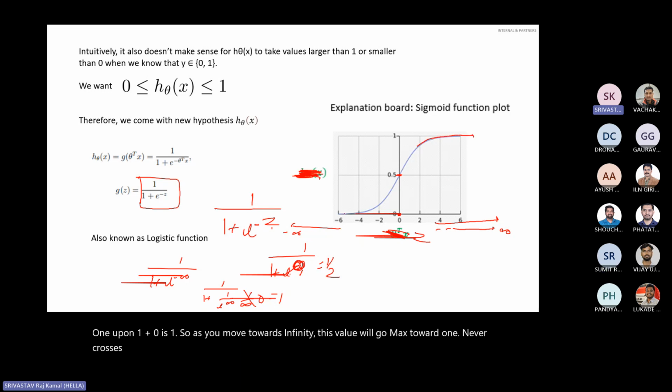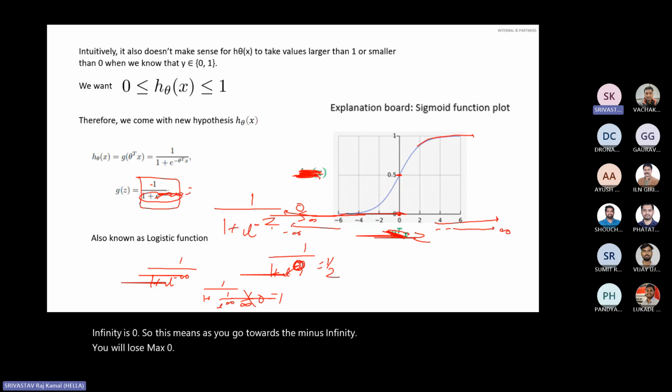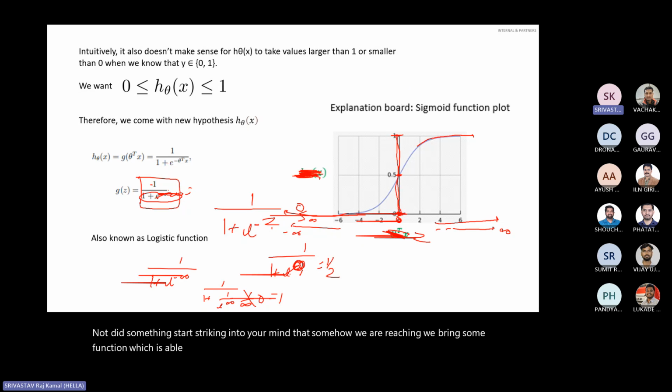Now let's go this side back. Put z equals minus infinity. When you put minus infinity, e raised to power infinity is infinity, and 1 upon this whole infinity is 0. So as you go towards minus infinity, you will reach max 0. So your range becomes 0 to 1. Did something start striking your mind, that somehow we bring some function which is able to bring your whole numbers into 0 to 1?